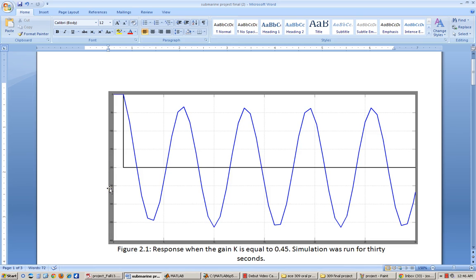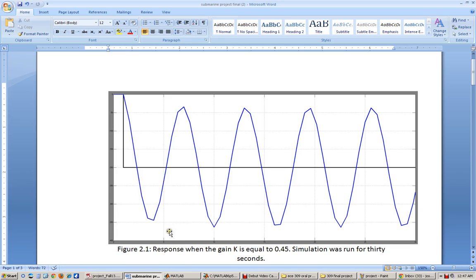And we're going to be creating different simulations by changing the values for k. So our first simulation here in figure 2.1 is with k equal to 0.45. Now there's a black line here, a trace representing the input signal to the submarine controller, and this blue line here represents the depth of the submarine.